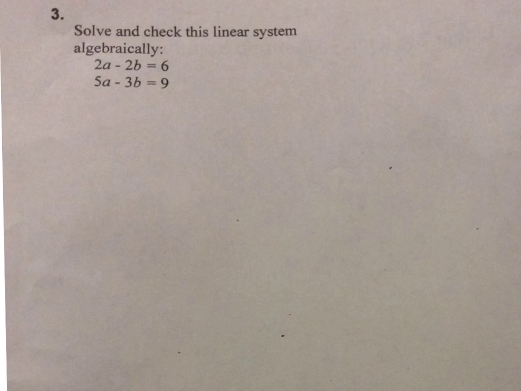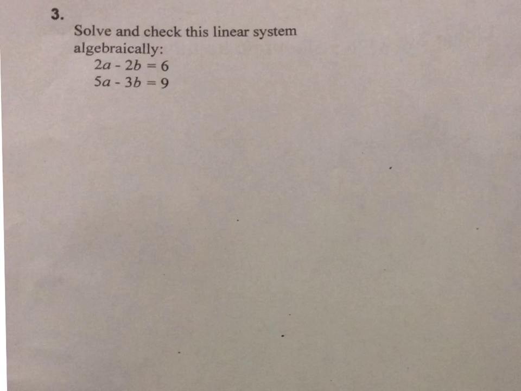If you look at this next one, this is also set up for the elimination method. You could use substitution, but you'd have to isolate a or b, which I think would be a little less efficient than just using the elimination method. But remember, we have to find a match. And in this case, we do not have one. We have 2a and 5a. We have negative 2b and negative 3b.